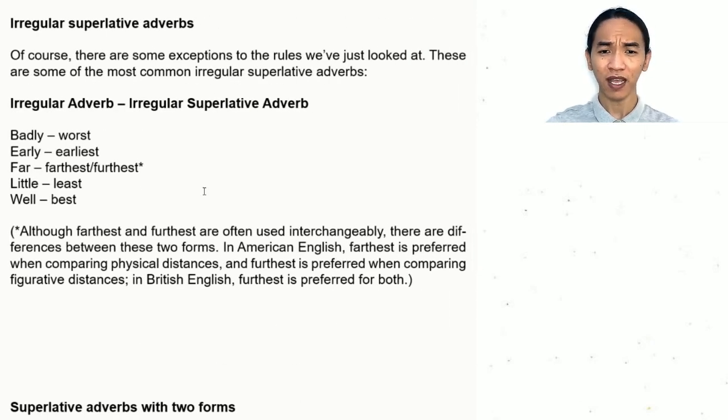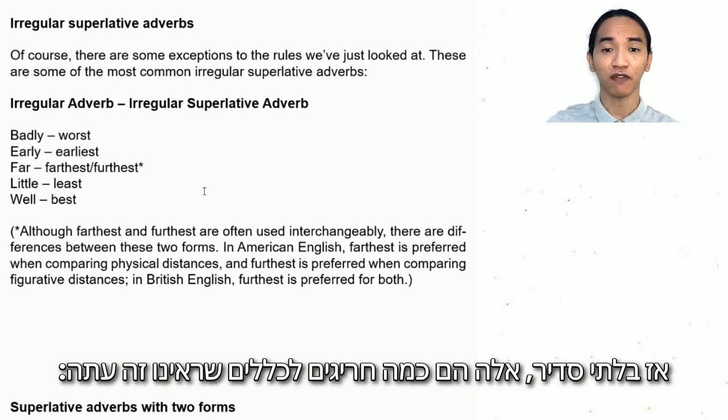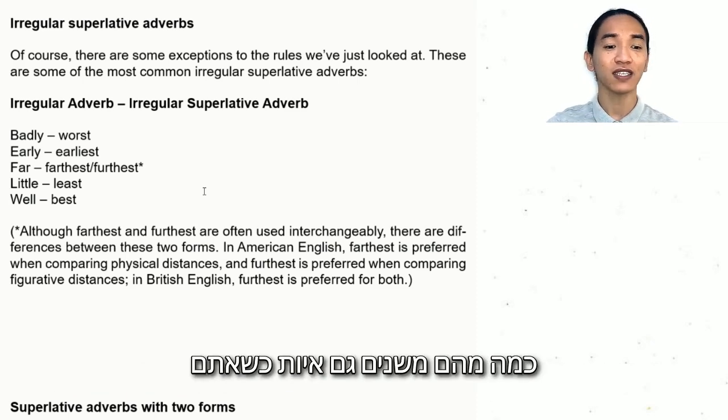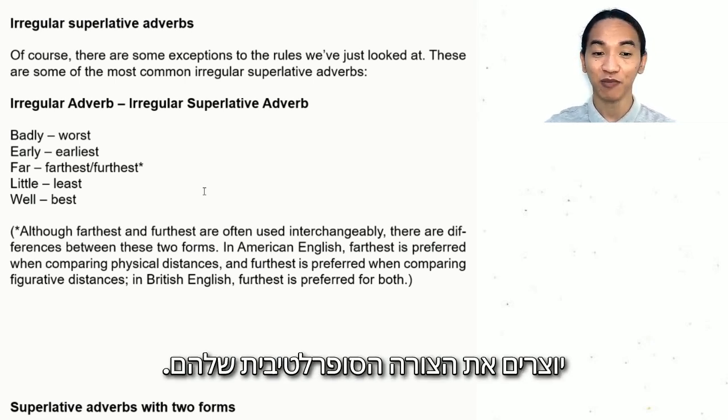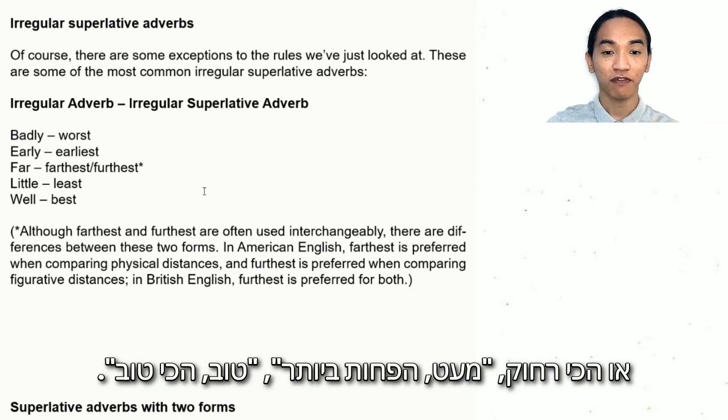Okay, moving forward, we also have your irregular superlative adverbs. Okay, so irregular, of course, these are some exceptions to the rules we've just looked at. So remember, they change the spelling. Just like your adjectives, some of them also change spelling when you are making their superlative form. Example, badly, worst, early, earliest, far, farthest or furthest, little, least, well, and best.